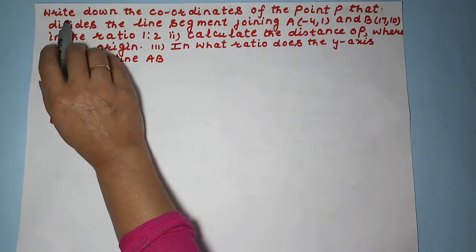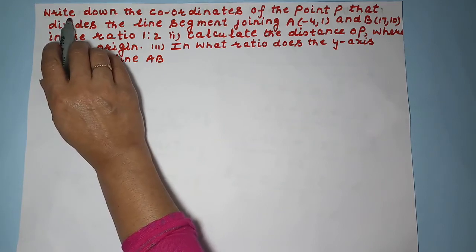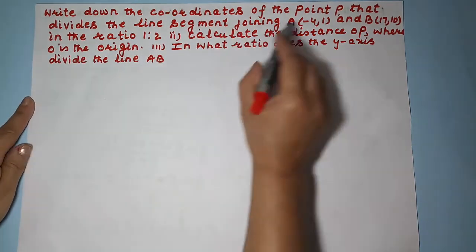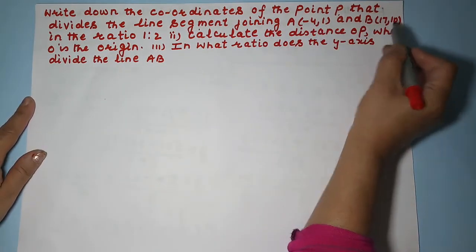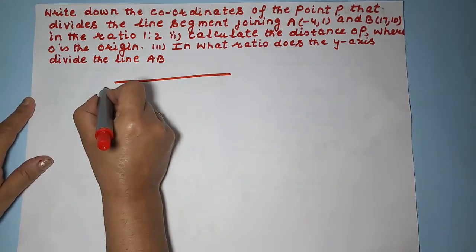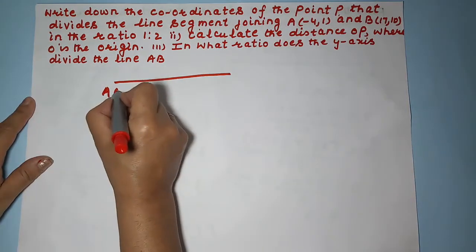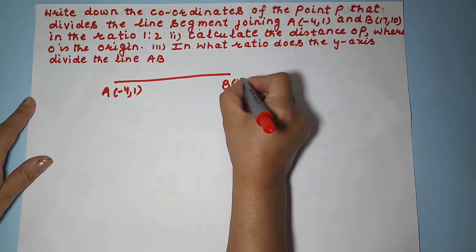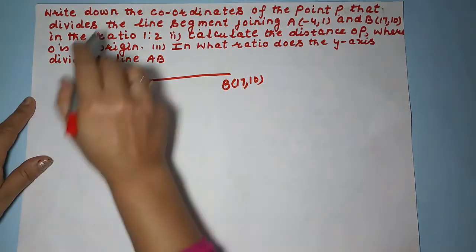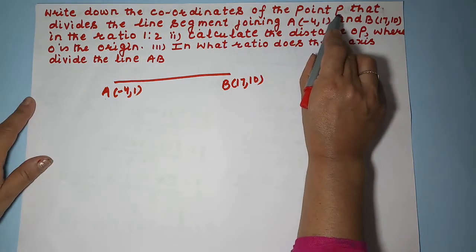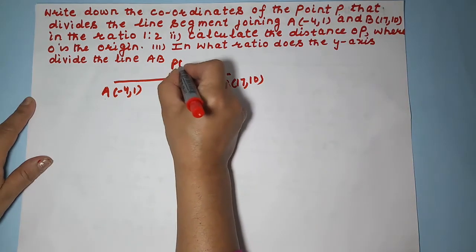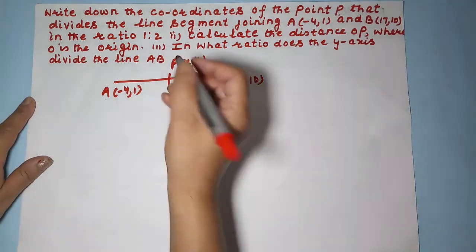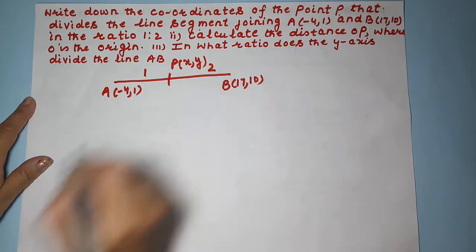In this question, he is asking me to write down the coordinates of the point P that divides the line segment joining A and B. Okay, let me make a line segment. What are the coordinates of A? Minus 4 and 1. What are the coordinates of B? 17 and 10. Write down the coordinates of point P. Okay, P is not given, so I will write the coordinates as x and y. The ratio is given. That means m is 1 and n is 2.